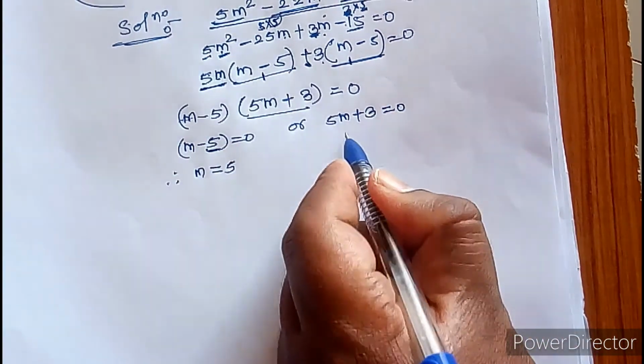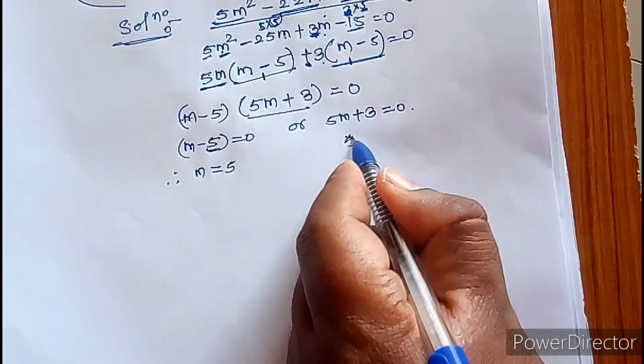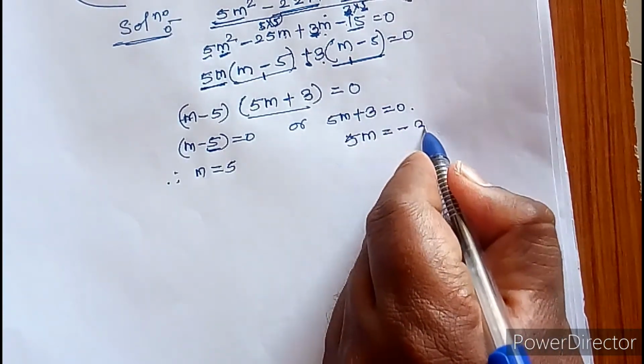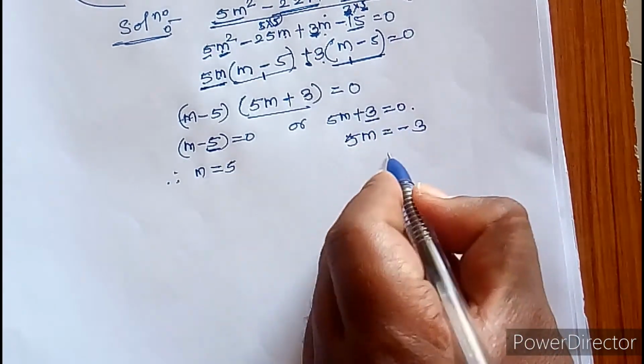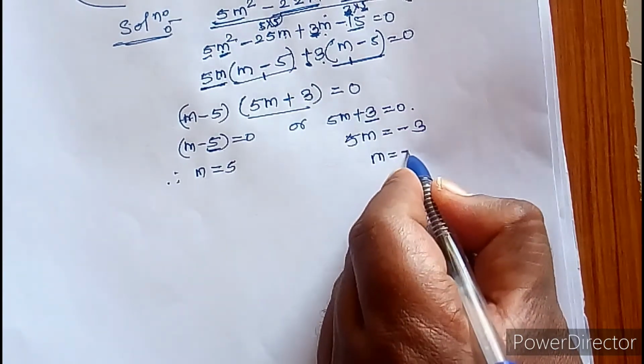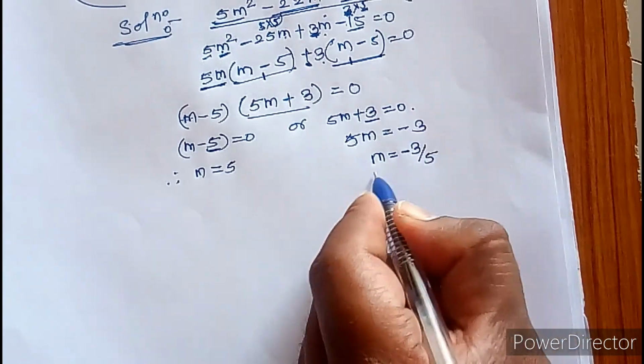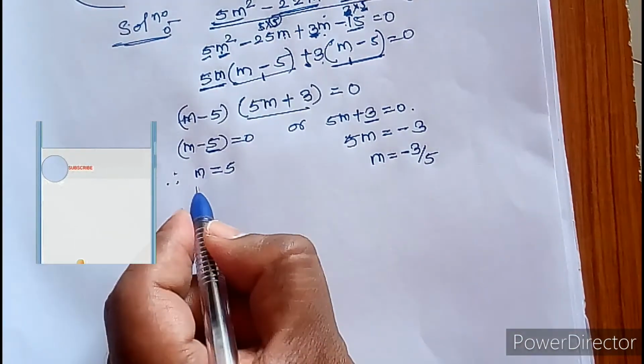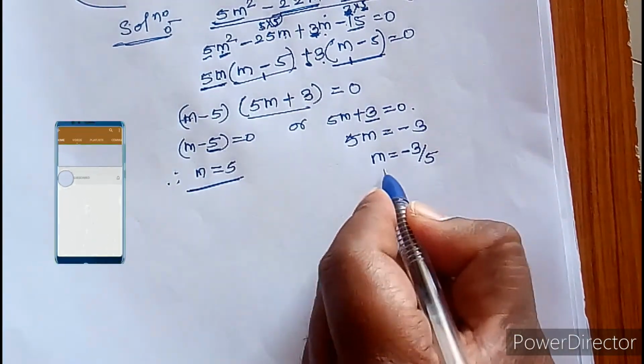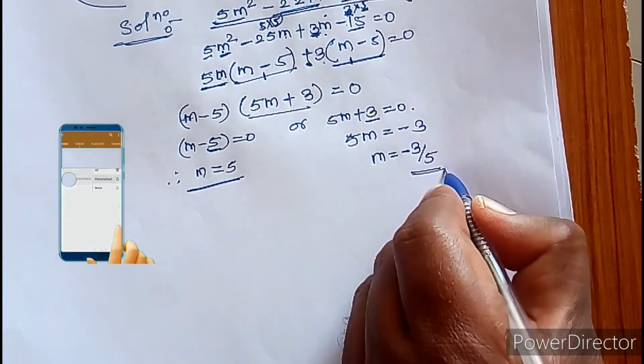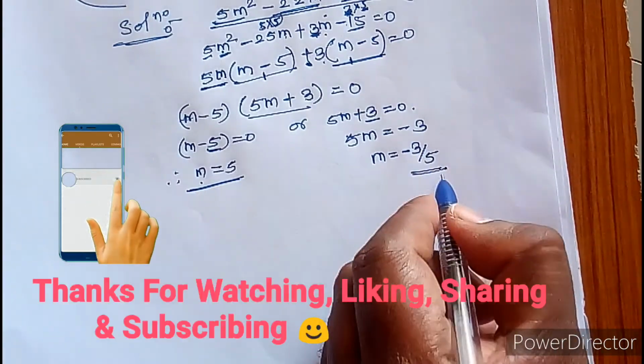Now 5m plus 3 equals to 0, so 5m equals to minus 3, with a change of side of this 3. Now m will be equal to minus 3 by 5. These are the two values of m, or two solutions of m, which are 5 and minus 3 by 5.